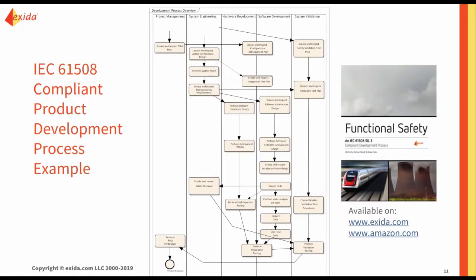In this webinar today, we're going to use an example process from the exida book, Functional Safety, an IEC 61508 SIL 3 compliant development process. For those of you who want to dig in much deeper, you're most welcome to get a copy of this book. It's available on Amazon and on the exida.com website.